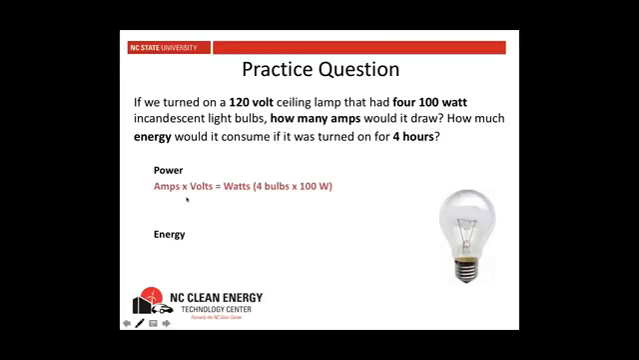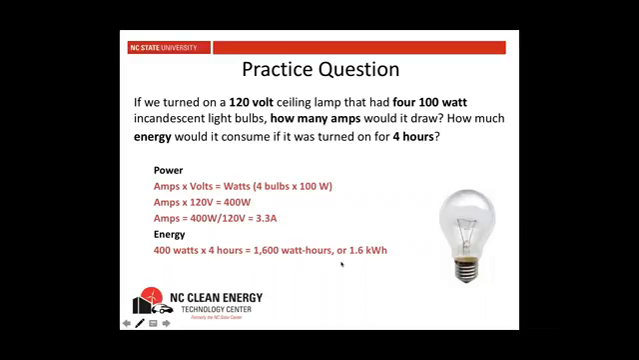So first we're going to look at power. Amps times volts equals watts. We've got 4 100-watt bulbs. It's operating at 120 volts. That's our pressure. Amps times 120 volts equals 400 watts. We can divide watts by volts. We've got a 3.3 amp power draw for this ceiling lamp. And how much energy would it consume if we leave it turned on for 4 hours? We've got 400 watts times 4 hours is 1,600 watt hours or 1.6 kilowatt hours. That's the energy consumption of that lamp.